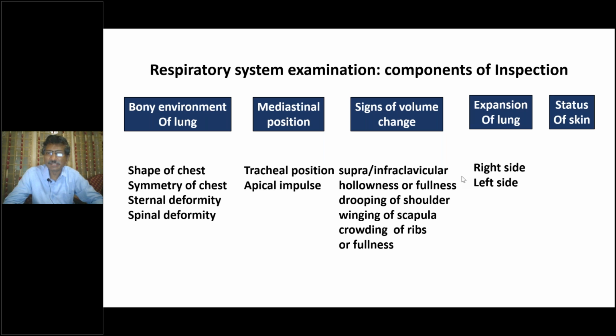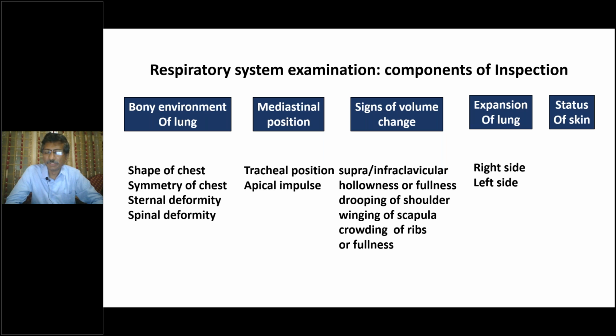In lung consolidation, you may not have much of an abnormal finding. Shape of bony environment will be normal. Mediastinal position will be undisplaced. Remember that it will not cause deviation of the trachea. And apical impulse will not be displaced. There will not be any evidence of change in the volume of the lung. It will remain static.